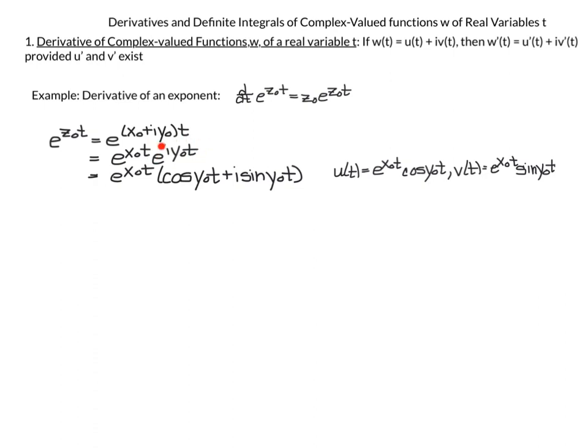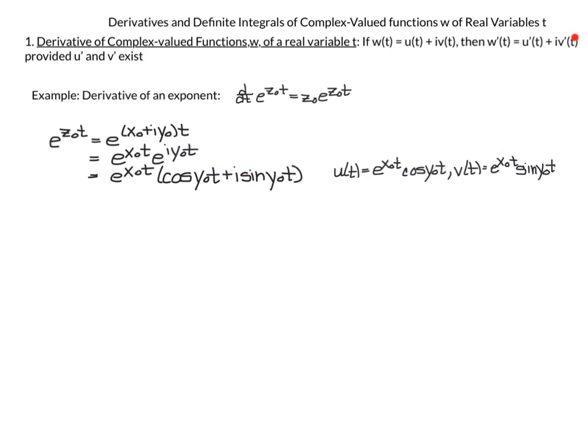And then using Euler's identity, this is e to the x naught t. This almost looks like exponential, but it's e to the x naught t times cosine y naught t plus i sine y naught t. And remember, my u of t now is the real portion, which is e to the x naught t cosine y naught t. And my v of t is the imaginary part, what gets multiplied by i, which is e to the x naught t sine y naught t.